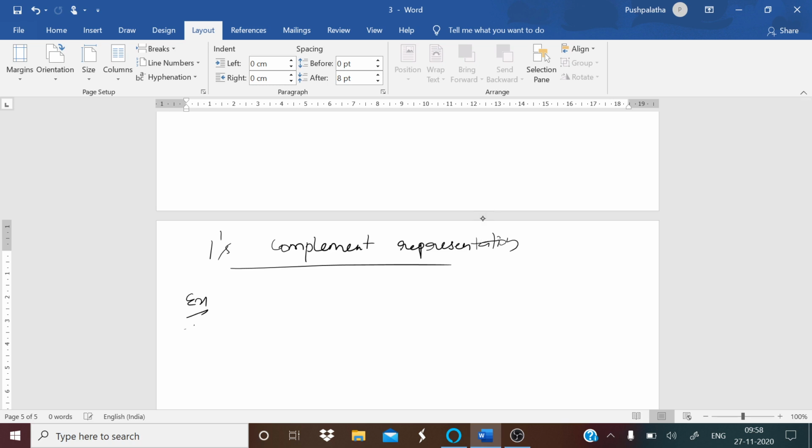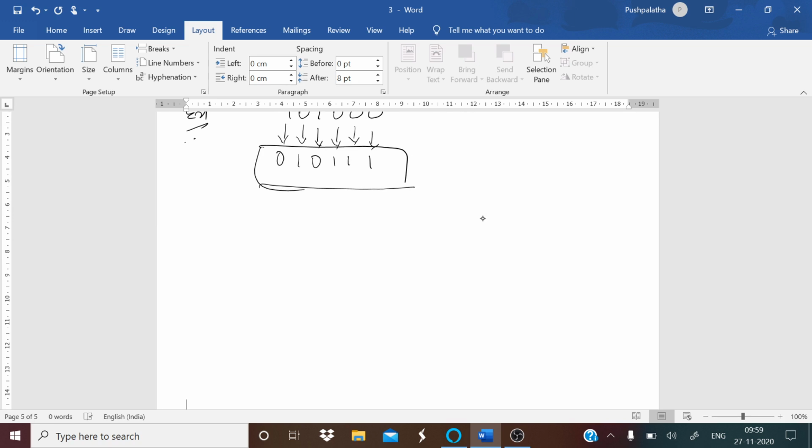For example, you have a binary number 101000. If you want to convert it into a ones complement, convert this 1 into 0, 0 becomes 1, 1 becomes 0, 0 is 1, 0 is 1 and 0 is 1. So this is your ones complement. This is the answer. So the ones complement of a number is obtained by changing all the ones into zeros and all the zeros into ones. This is your ones complement representation. Understand this concept because you have problems next.